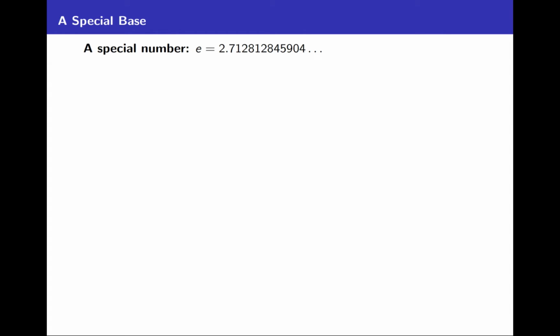Now we're going to define a special base for logarithms. As I mentioned before, there's a special number we call e. It's an irrational number between 2 and 3. It starts off as 2.7182818284590 and just continues without repeating. A very strange and mysterious number, but it's going to play a big role for us.